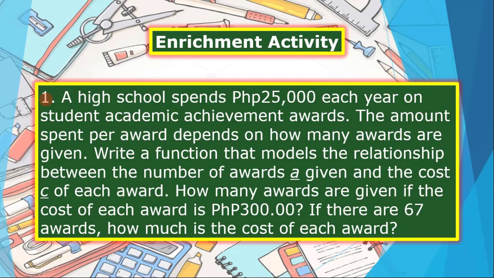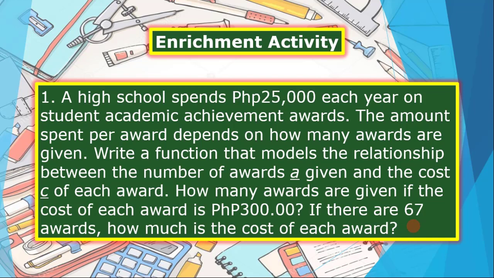Enrichment activity. A high school spends 25,000 pesos each year on student academic achievement awards. The amount spent per award depends on how many awards are given. Write a function that models the relationship between the number of awards A given and the cost C of each award. How many awards are given if the cost of each award is 300 pesos? And if there are 67 awards, how much is the cost of each award?